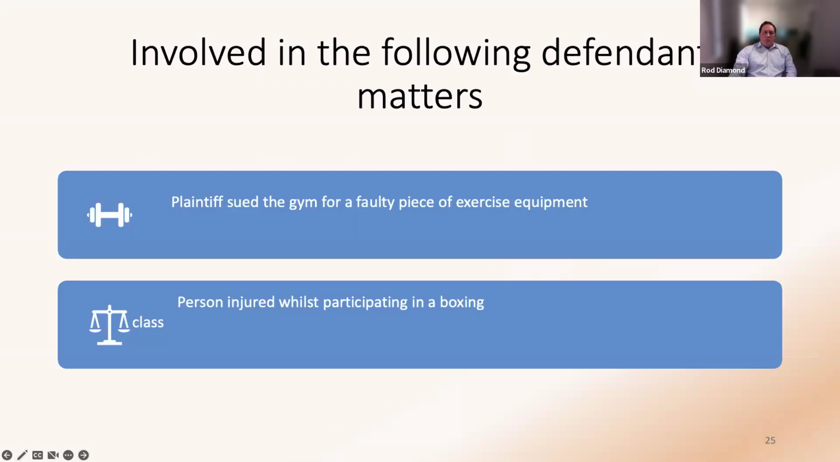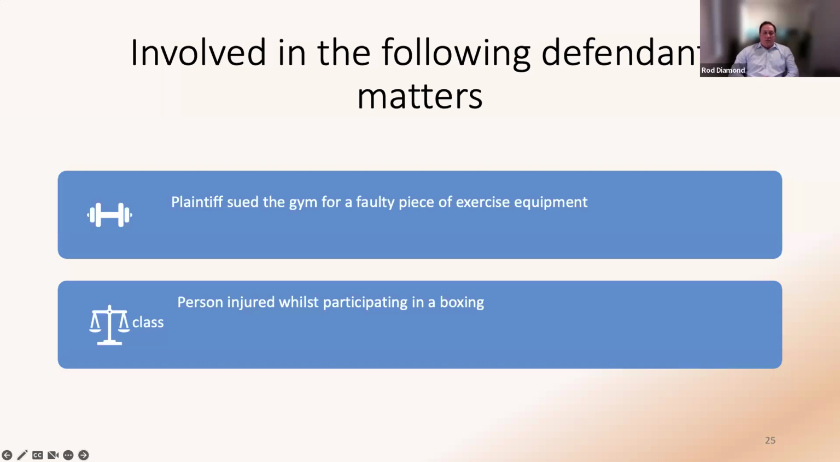I was involved in a few matters, 2 defendant matters. The first one, I provided a report for the lawyers acting for the defendant, where the plaintiff tried to sue the gym for using, in his words, a faulty piece of exercise equipment. So in that particular matter, I conducted a site inspection of the gym. It was a like-for-like piece of equipment. We took some videos and photos of myself using the equipment and then provided a report for the lawyers acting for the defendant in that matter.